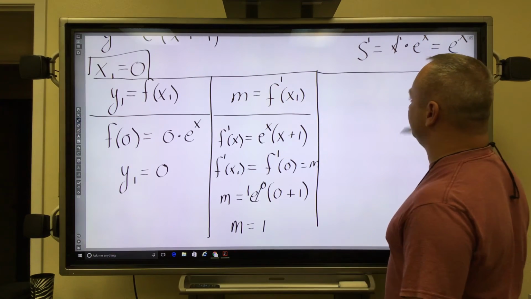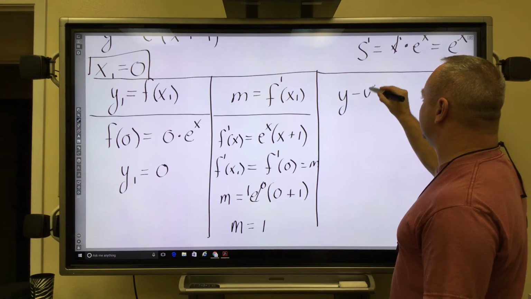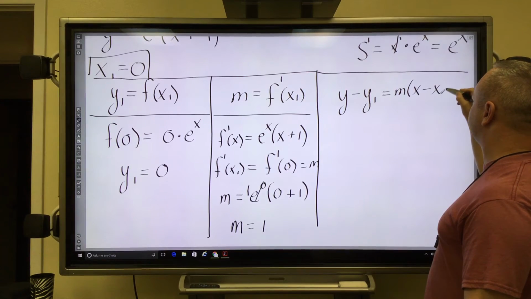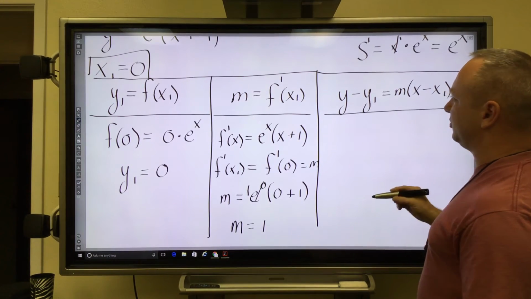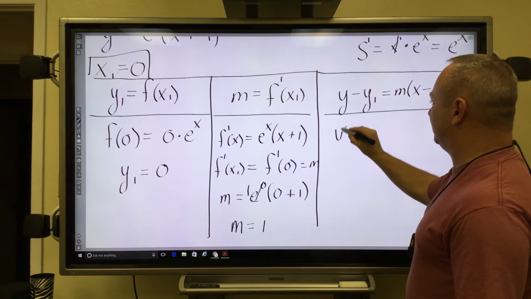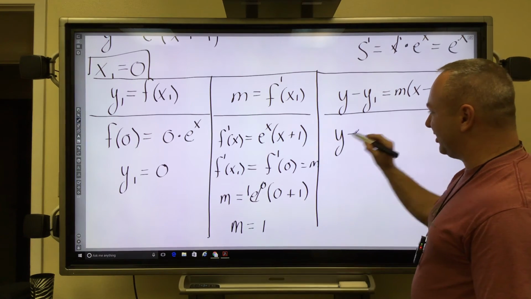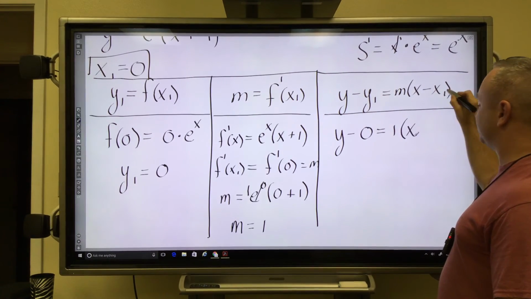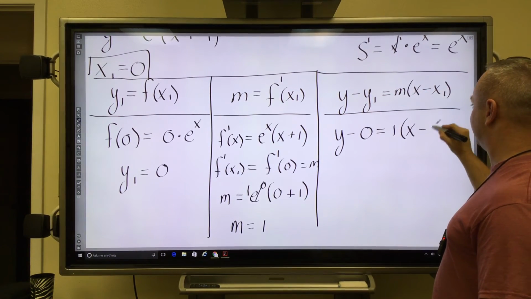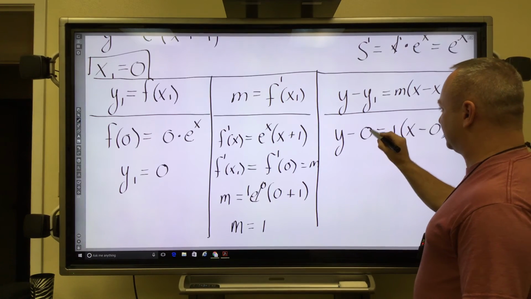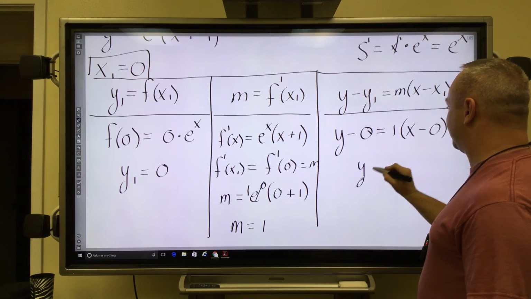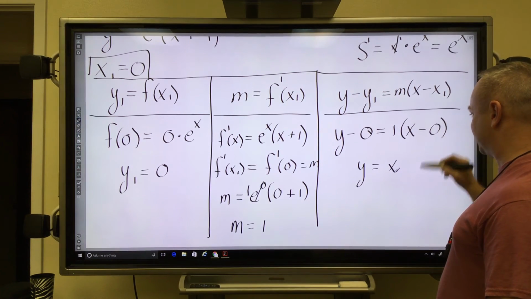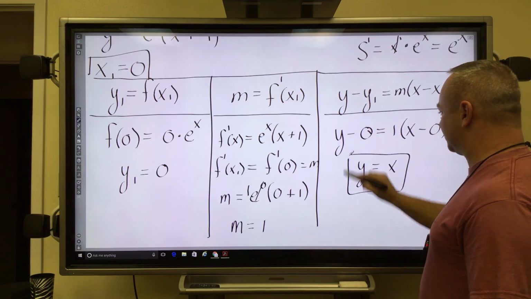Now in the third column, we write out our y minus y1 is equal to m times x minus x1. And then we fill in what we know. So y minus y1, which is 0, is equal to m, which is 1, times x minus x1, which is 0. This goes away, so we have y is equal to 1 times x, which is just x, 1 times 0 is just 0. That's the equation of my tangent line.